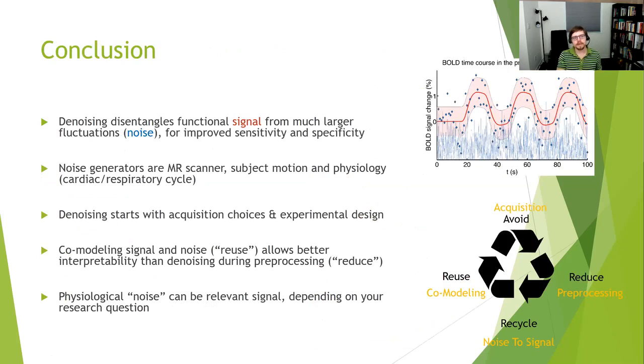In conclusion, denoising disentangles functional signal from much larger fluctuations in the brain to improve sensitivity and specificity of fMRI analyses. Noise generators are the MR scanner, subject motion, and physiology. And denoising as a process starts already with the acquisition choices and the experimental design. If you co-model signal and noise, or you reuse it, this allows for better interpretability than if you do it during pre-processing, so noise reduction. And finally, physiological noise can be relevant signal depending on your research question. And never forget, look at your data, signal and noise.